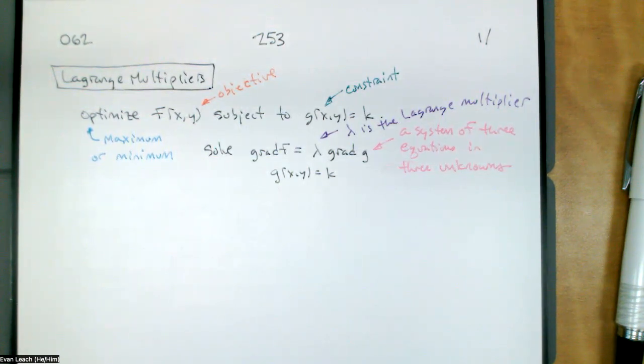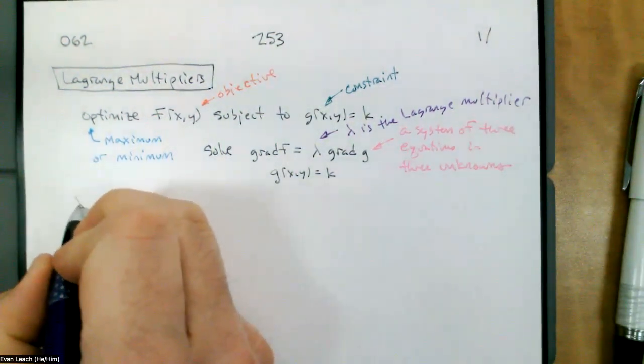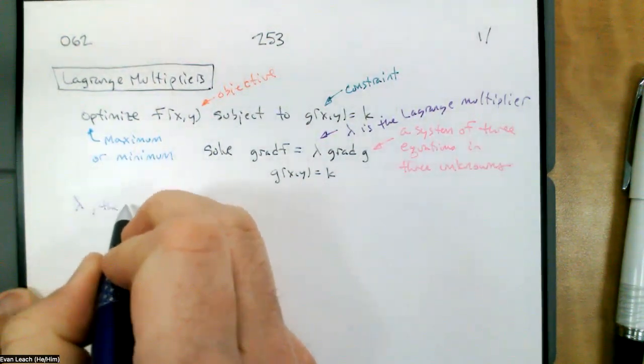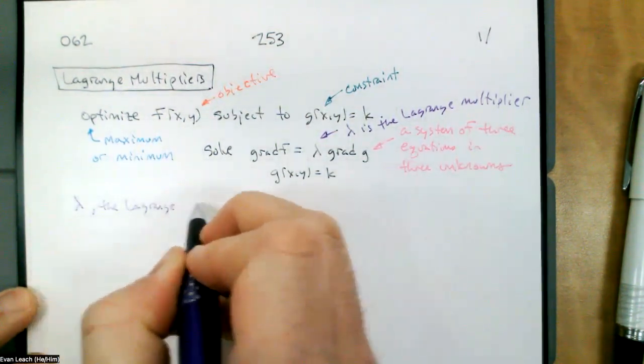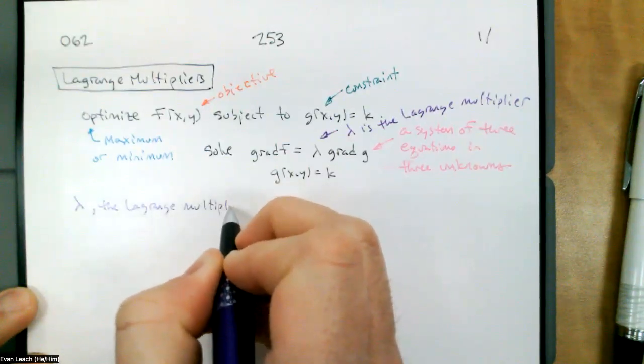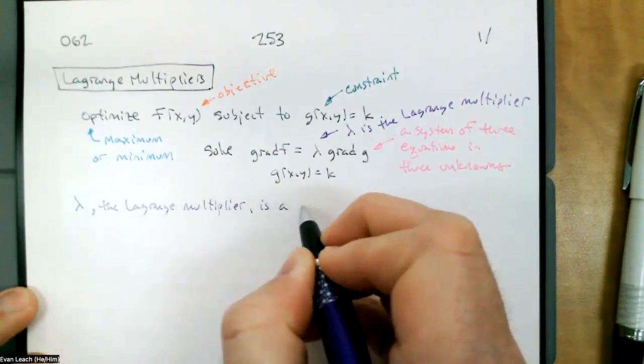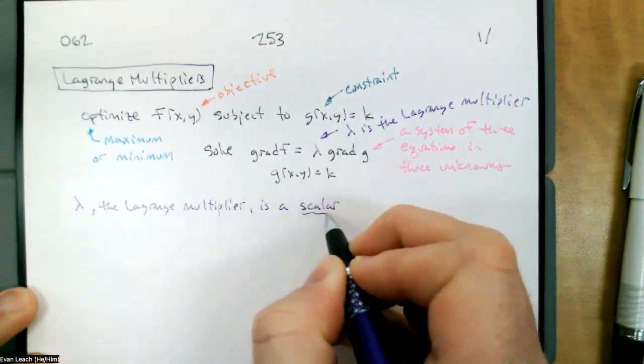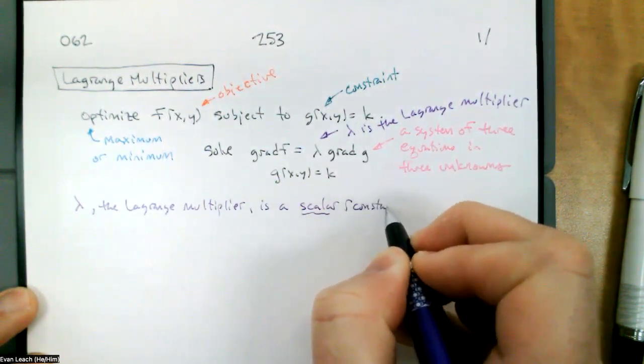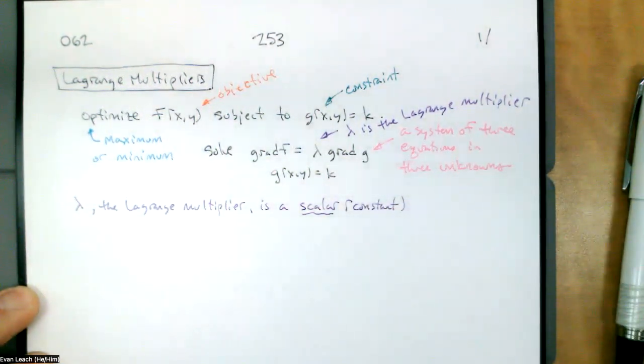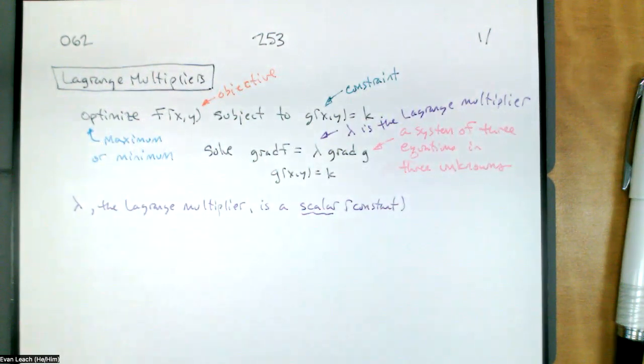So let's take a look at what that equation is asking us to look for. So I want the gradient of f to be lambda times the gradient of g. Lambda, the Lagrange multiplier, is a constant. I'm going to keep saying constant. I'm going to keep meaning scalar. The reason I want to bring up scalar is that gradient of f and gradient of g are both vectors.